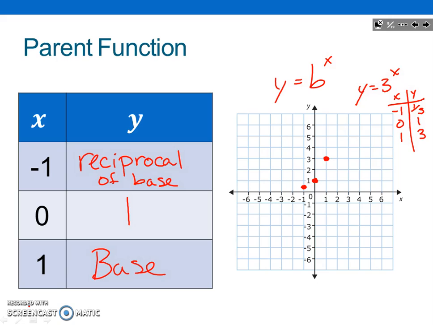And then you cannot forget, besides those 3 points, there's also an asymptote. And that is what my parent function is going to look like. Now, since our parent function can change, we're going to practice and draw a couple parent functions here.